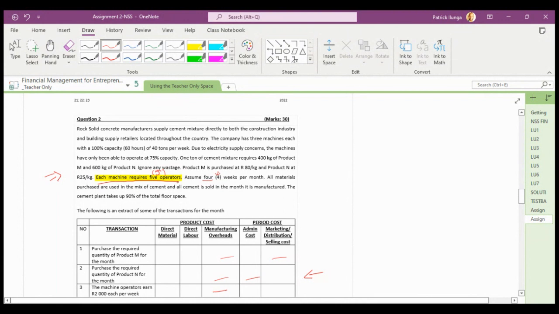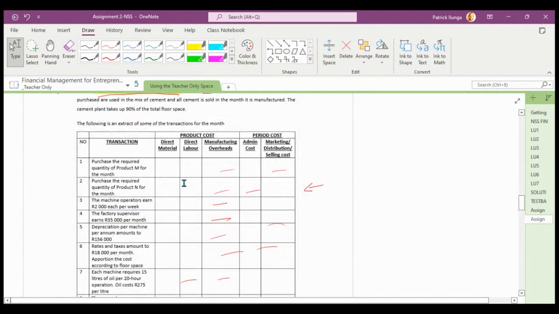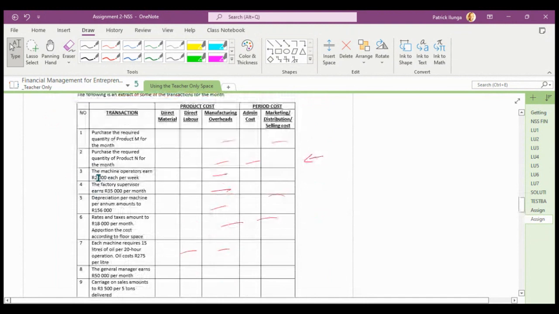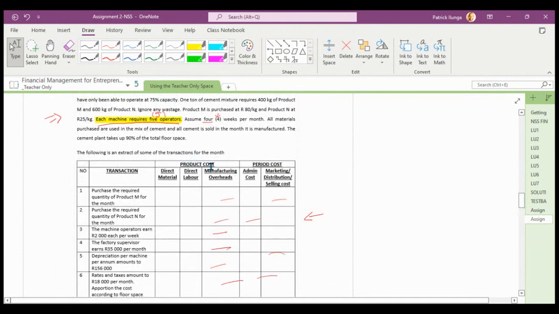There are clear examples in your textbook, Learning Unit 5, of a similar question to this one. Remember again, here you also need to know what represents the direct material. What is direct material within all these 10 transactions? Which one is direct labor? Which one is manufacturing overhead or a period cost, such as admin cost or marketing, distribution, and selling cost?